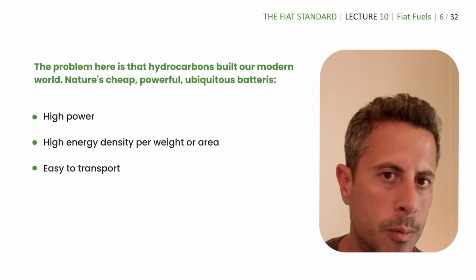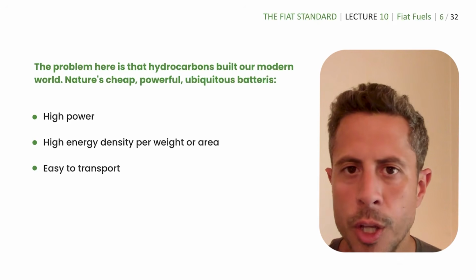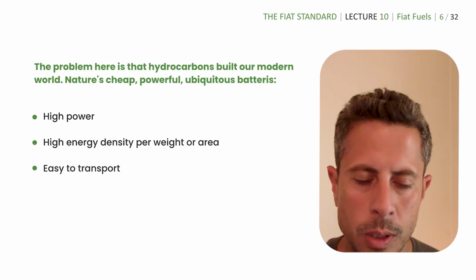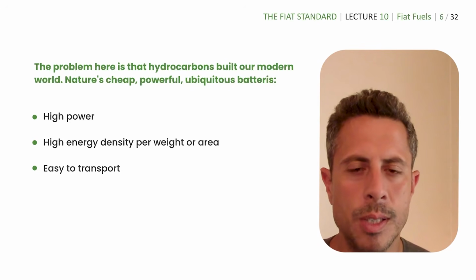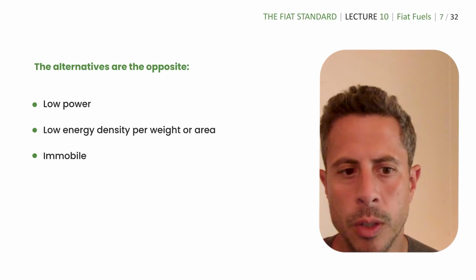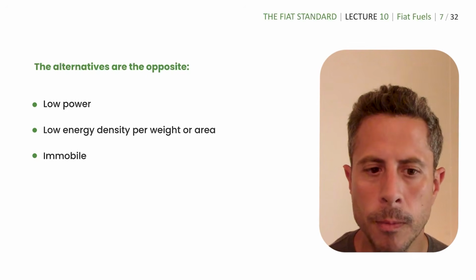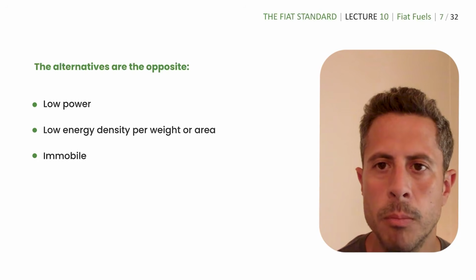And of course, the very important point is that you can't make the alternatives without hydrocarbons. You can't have solar panels, you can't have wind turbines, and you can't have batteries without hydrocarbons. So the alternatives to hydrocarbons are the opposite. They are low power, and they are low energy density per weight or area, and they are immobile.